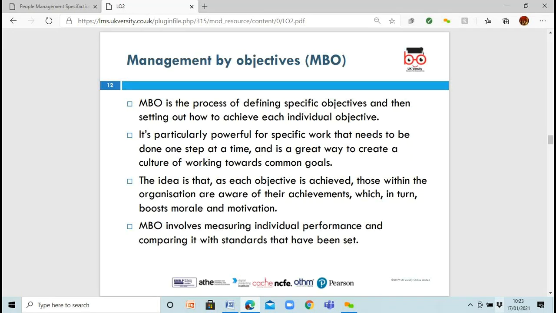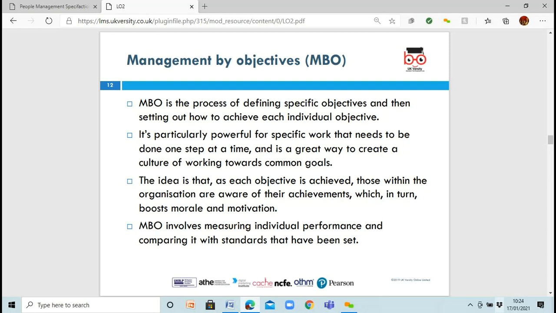So here we have management by objectives, MBO for short. So MBO is a process of defining specific objectives and then setting out how to achieve each individual objective. So it's quite powerful for specific work that needs to be done one step at a time. And it's a really good way of creating a culture towards working towards a common goal. So the idea behind MBOs is that each objective is achieved, and in turn it'll actually help you to boost morale and motivation.